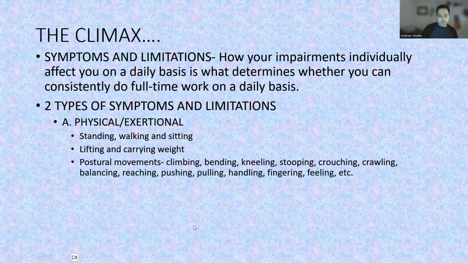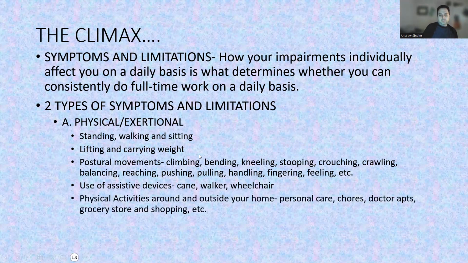How well you can do various postural movements. Here are examples of them: climbing, bending, kneeling, etc. And this includes both your upper extremities and your lower extremities, all the way down to the hands and fingers. Whether you need to use assistive devices to walk or stand, like a cane, walker, wheelchair, crutches, anything like that. Physical activities around and outside your home, taking care of your own personal care needs, like bathing, getting dressed, using the bathroom, household chores like cooking, cleaning, laundry, going to doctor's appointments, grocery store and shopping, driving, things like that. All very simple, straightforward stuff and very important.